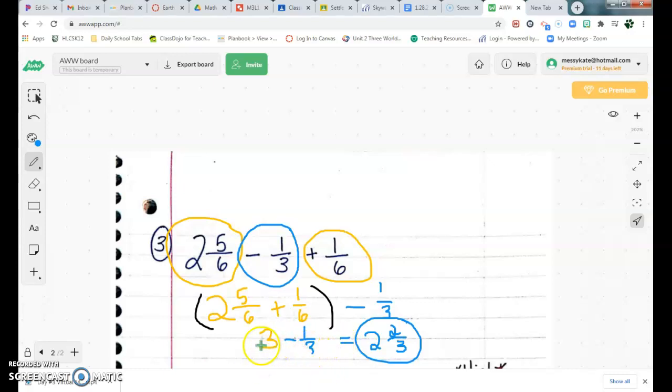But I know that if I have 3 and I take 1/3 away, thinking about that number line, I'm going to go back down to 2 and 2/3.